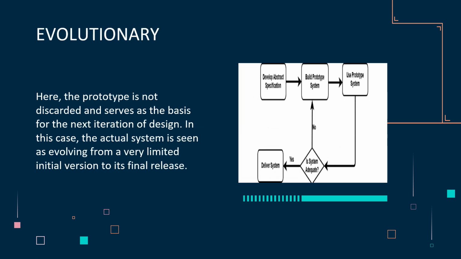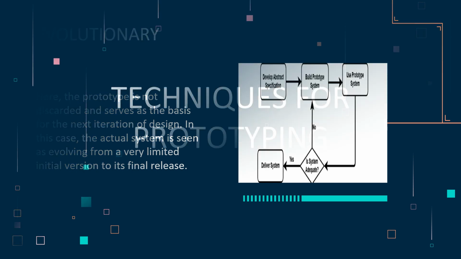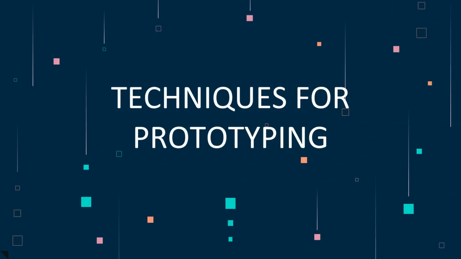Evolutionary. Here, the prototype is not discarded and serves as the basis for the next iteration of design. In this case, the actual system is seen as evolving from a limited initial version to its final release. In other words, evolutionary prototyping is a software development method where the developer or development team first constructs a prototype. After receiving initial feedback from the customer, subsequent prototypes are produced, each with additional functionality or improvements until the final product emerges.